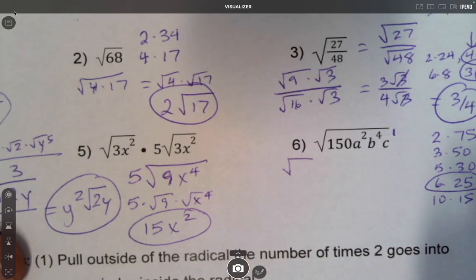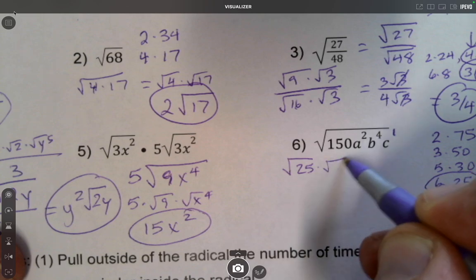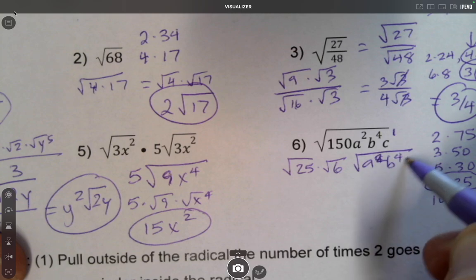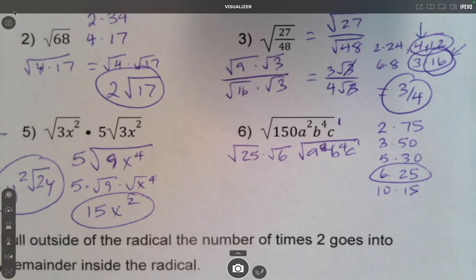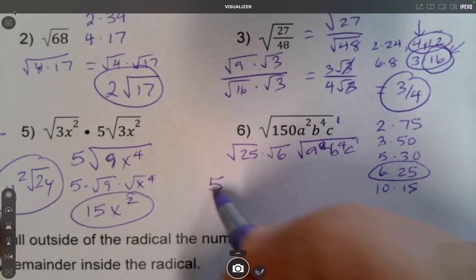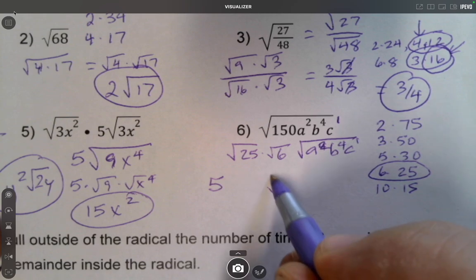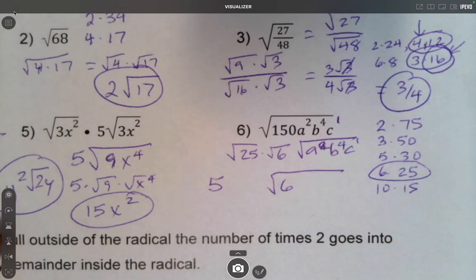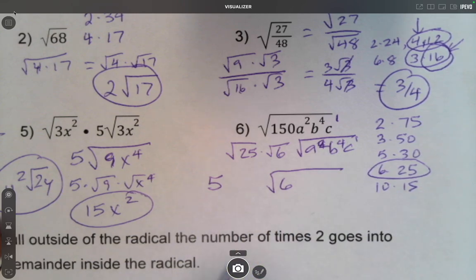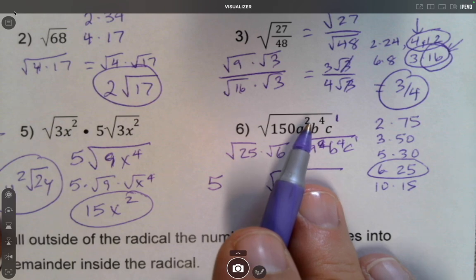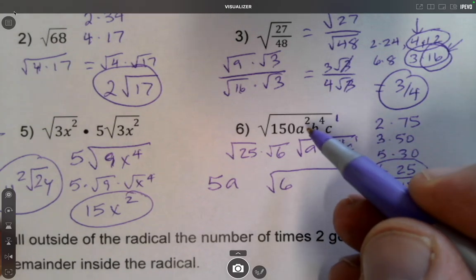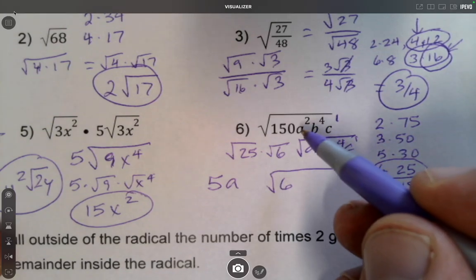So I'm going to split up the number, be the square root of 25 times the square root of 6, and then we'll deal with all these, 2, 4, 1. We'll deal with all the variables after we deal with the numbers. So the square root of 25 is 5. Square root of 6 is not a perfect square, so it gets left on the inside. I just left extra room here because of the variables, because I want to make sure I have room to write them in. So I say, all right, how many times does 2 go into 2? Well, it goes in 1 time, so that's a to the 1st. It comes outside. And there is no remainder for the a, so it's only on the outside.